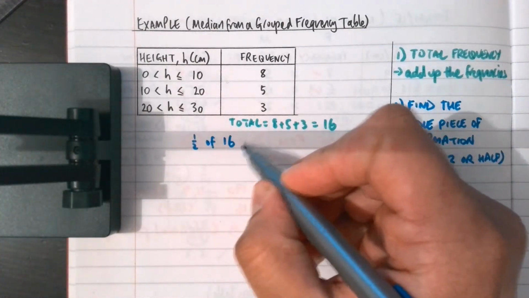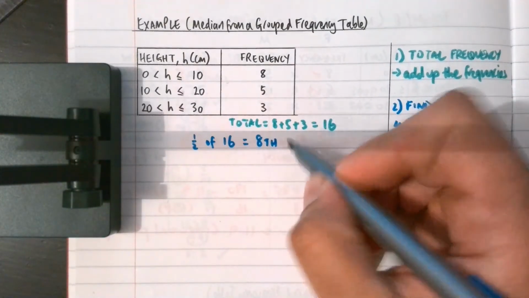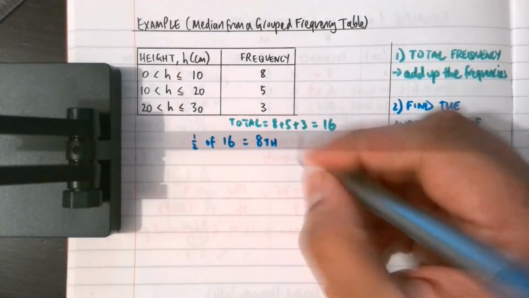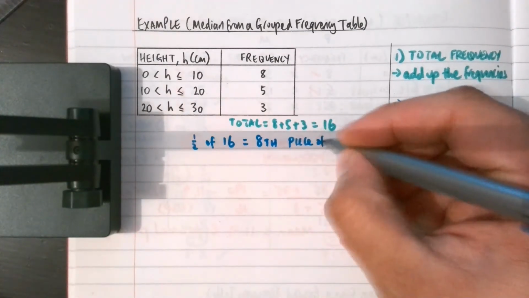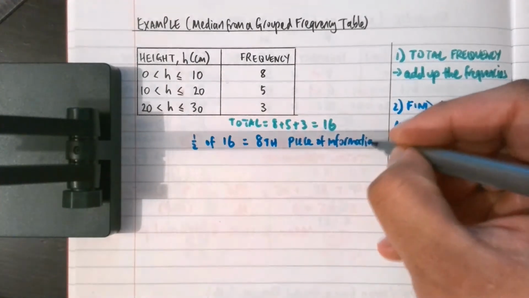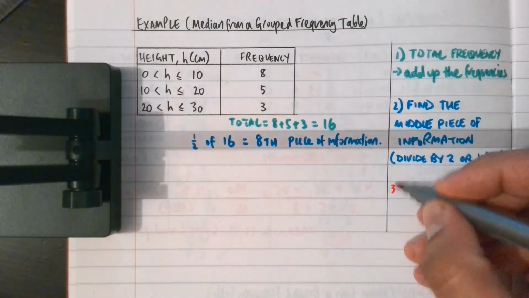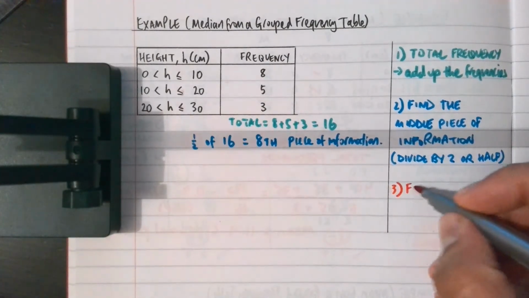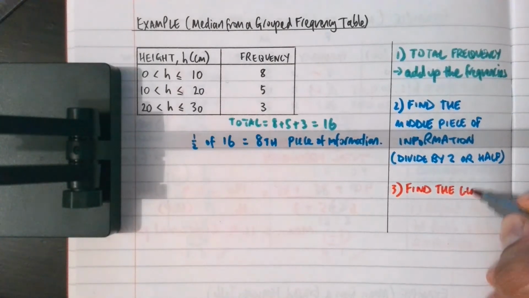So the 8th piece of information is the median, and we need to locate which class interval that middle piece of information is going to be in. It's either going to be between 0 and 10, or 10 and 20, or 20 to 30. Okay. So the third step is to locate that middle piece of information, and then write down the class that middle piece of information is in.